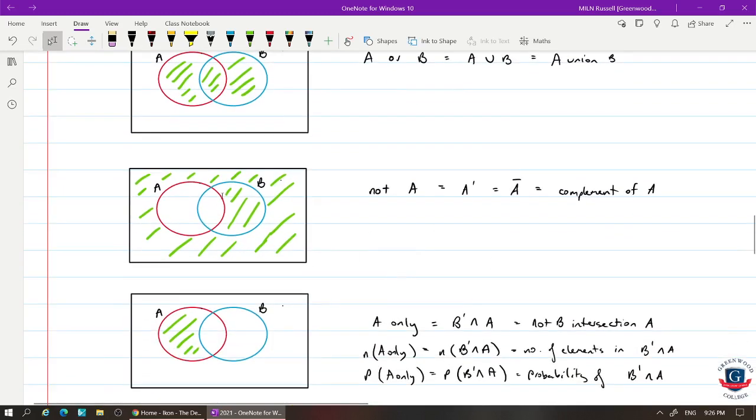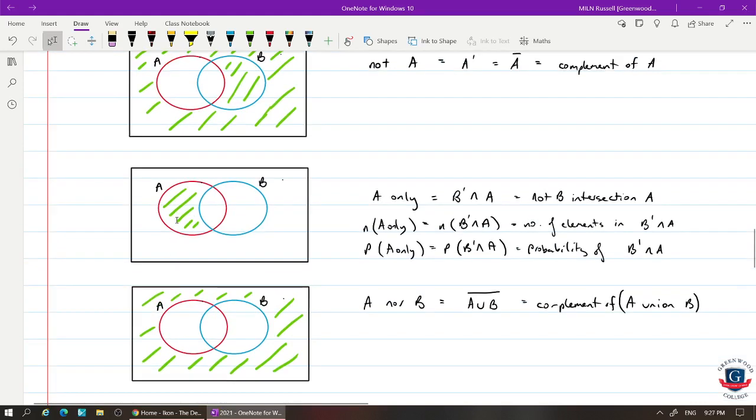If we wanted everything not in the A region, this is the complement of A, and we denote it either with A prime or A with a bar over the top. And if we wanted A only, we would say everything that's not in B together with the intersection of A. So not in B would be all of this region out here. A is this. Where the two overlap is this region here, A only.